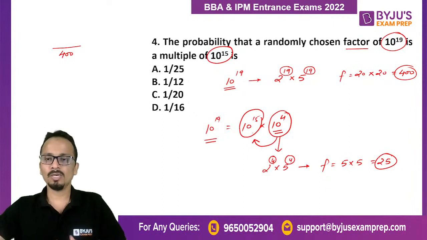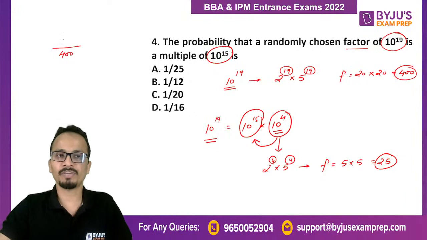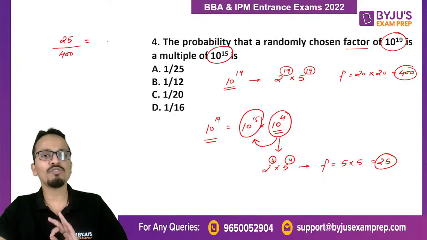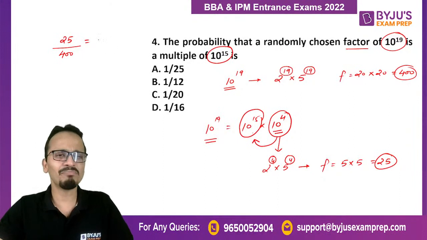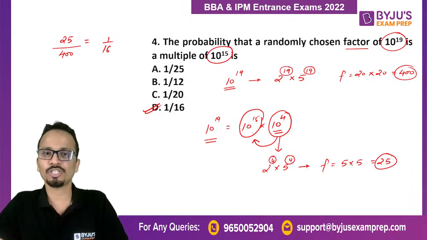So 25 will be the favorable number of cases. So that will become our numerator. So 25 upon 400 will be the answer. Simplify this and you will get 1 upon 16, and that is option D as the answer for this question.